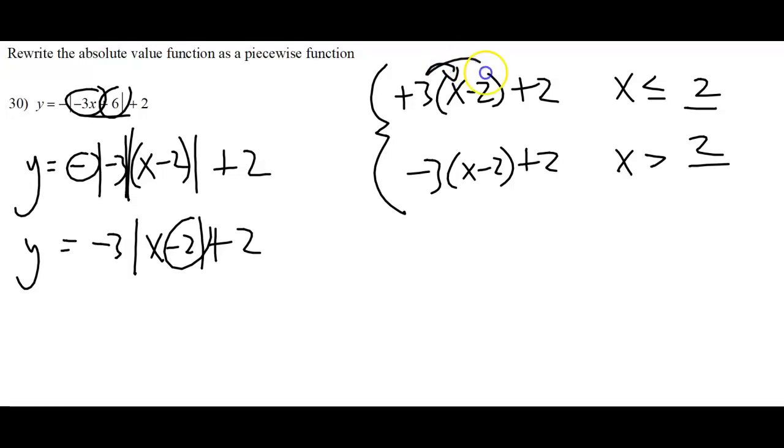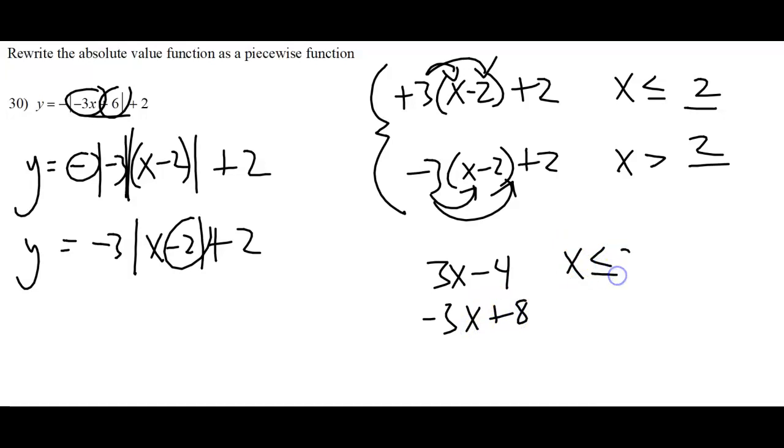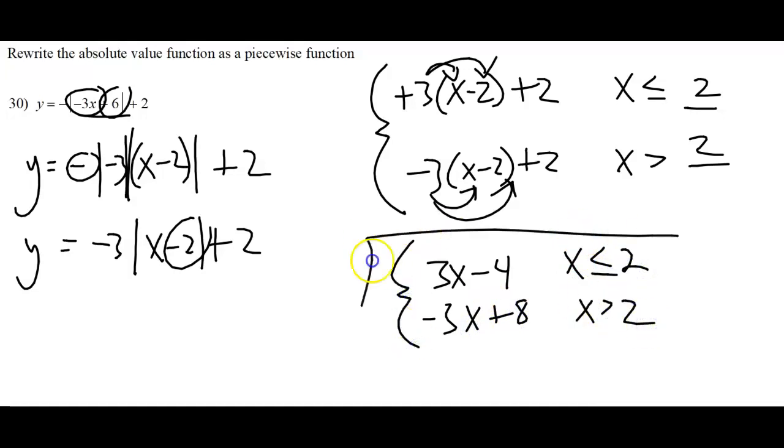So distribution and combining like terms, -6 plus 2 would be -4. Distribution, combining like terms, gives us our final answer. All right.